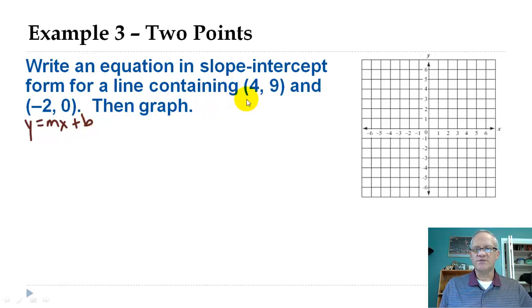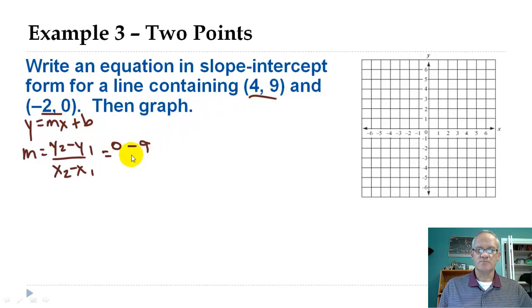All right, well, I do have 2 points. I have 4, 9, and I have negative 2, 0. So what we can do with 2 points is we can find the slope. Remember our slope formula? Remember it was y2 minus y1 over x2 minus x1. So let's plug it in. Let's call the 0 as our y2 here. So I'm going to go 0 minus the first y, 9, over the second x, negative 2, minus the first x. So this is going to be a negative 9 over a negative 6.